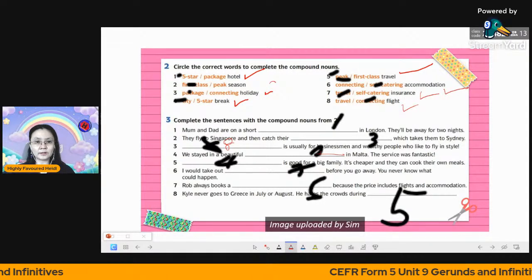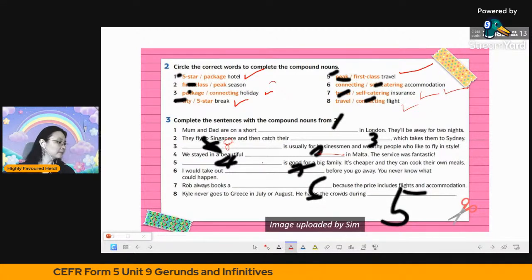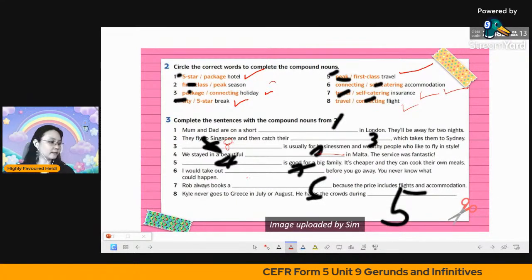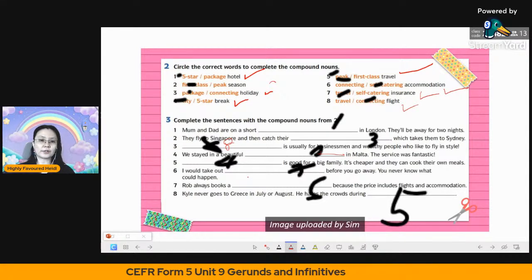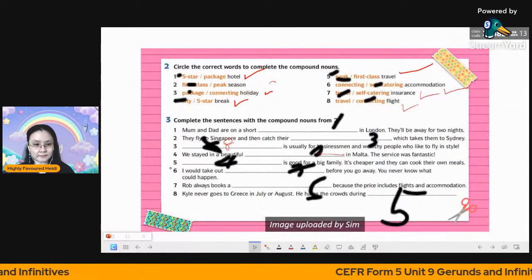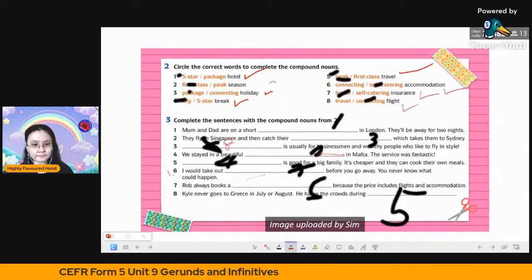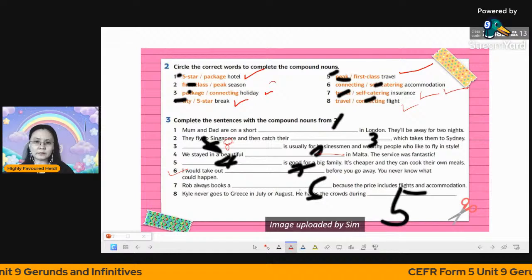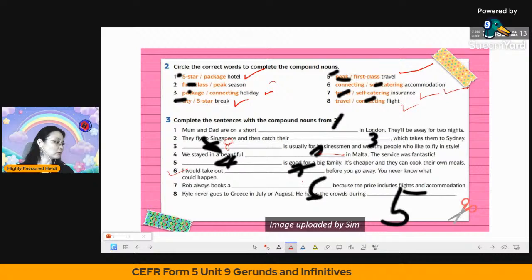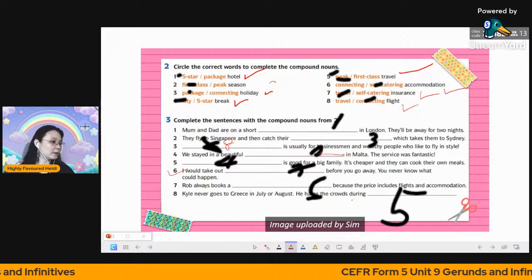Number four is five. City break. City break is good for a big family. No. Then I would take out self-catering insurance. I would take out travel insurance. This one number seven, correct? This one, eight. This one number six, correct? Rob always books, this one is number six? Self catering accommodation. No. This one number five: peak travel. During peak travel.